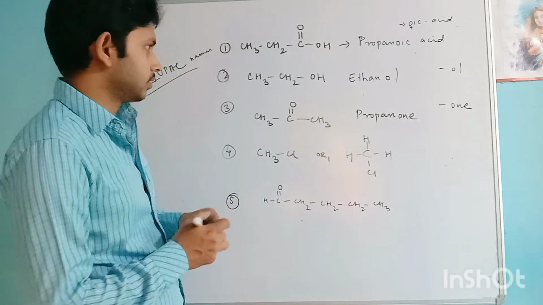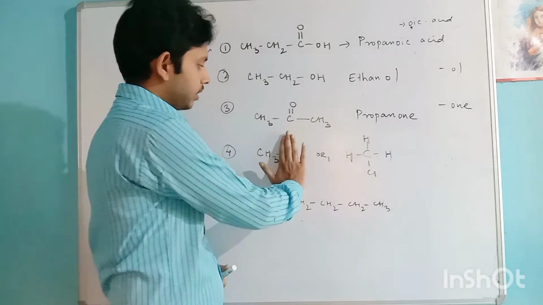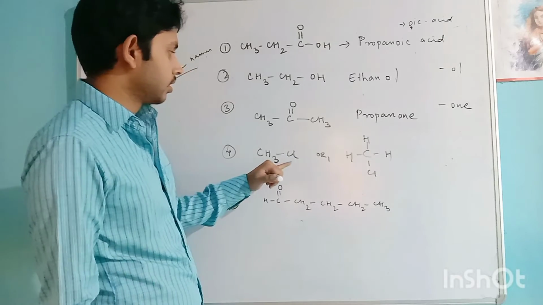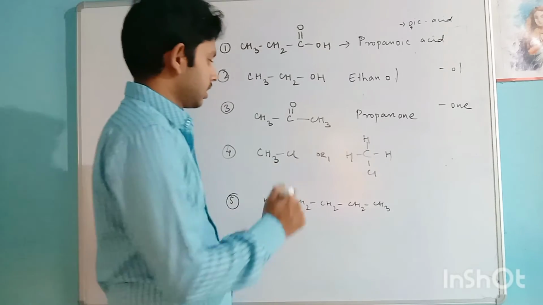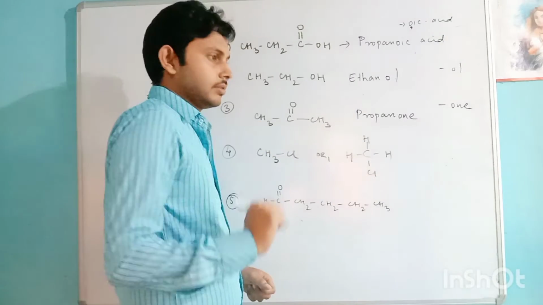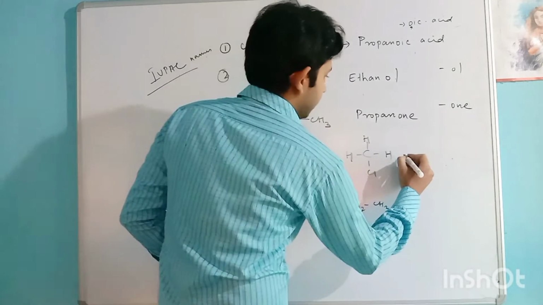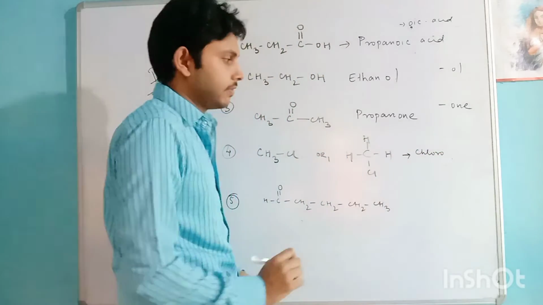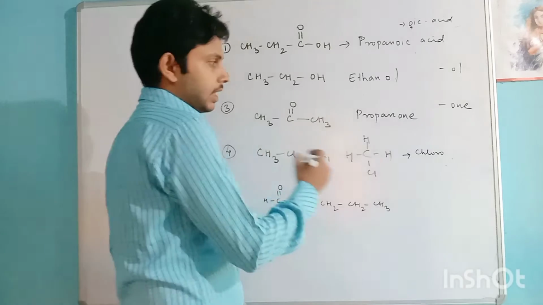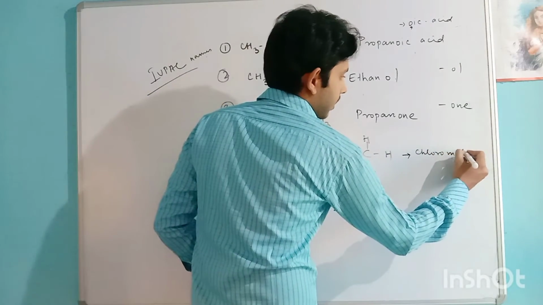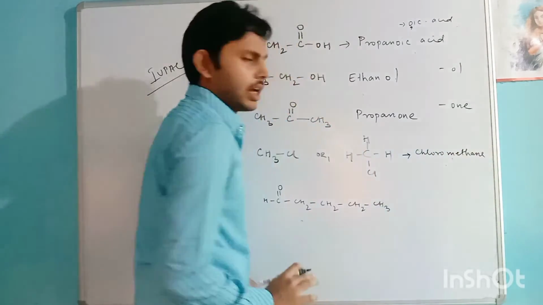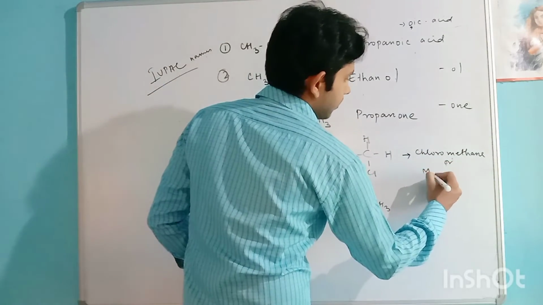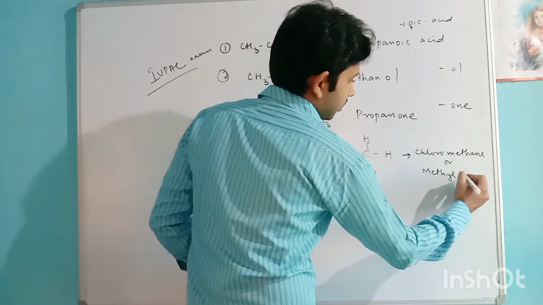This compound, the name should be methane if chlorine was not there and another H was there. So what will be the name? It will be in your table. The name will be chloro. Halo is the prefix and this is methane, so we write chloromethane. For halides, prefix and suffix both are used, so you can also write it like this: methyl chloride.